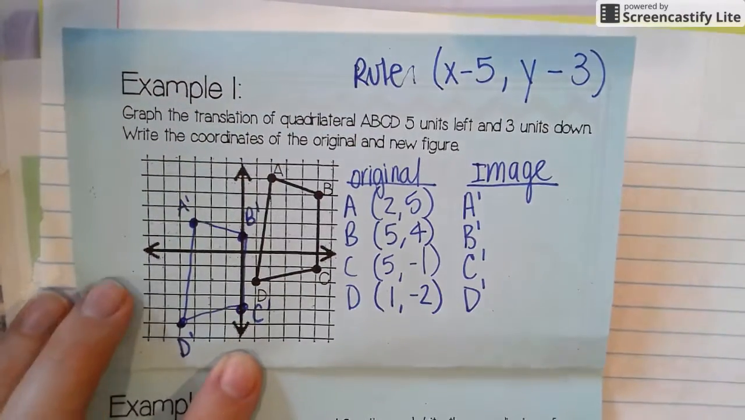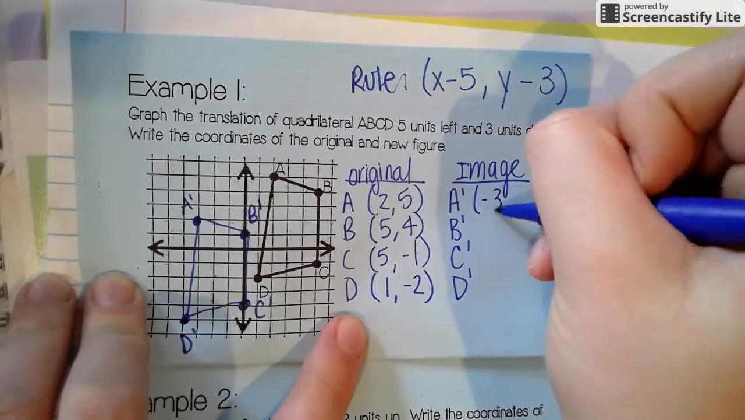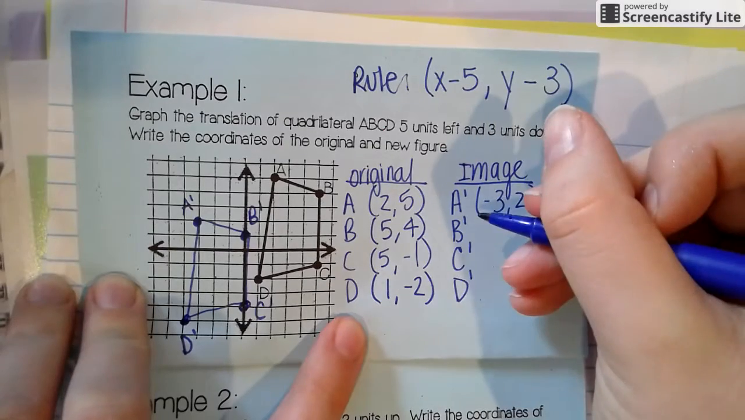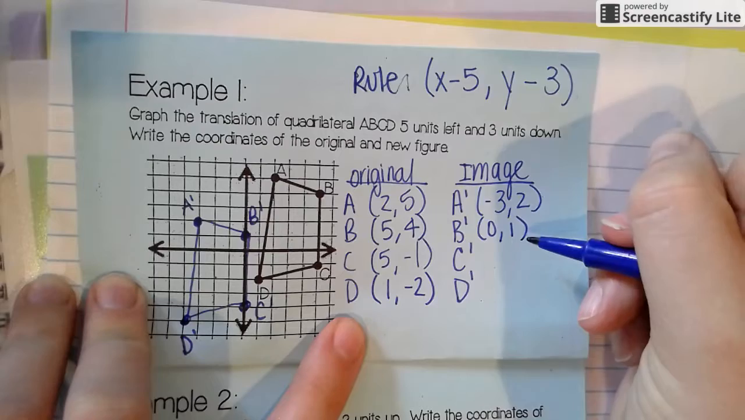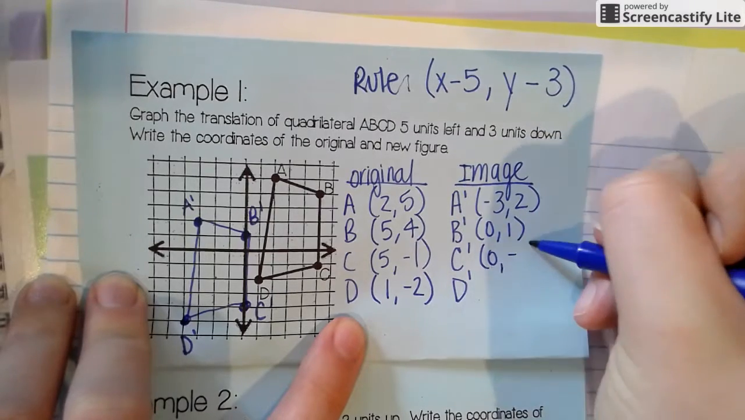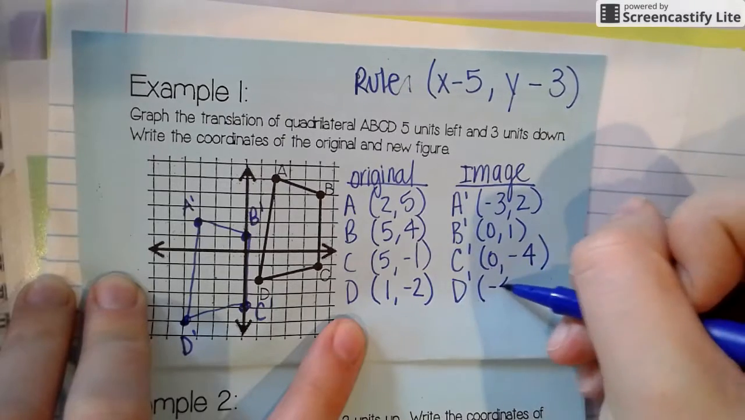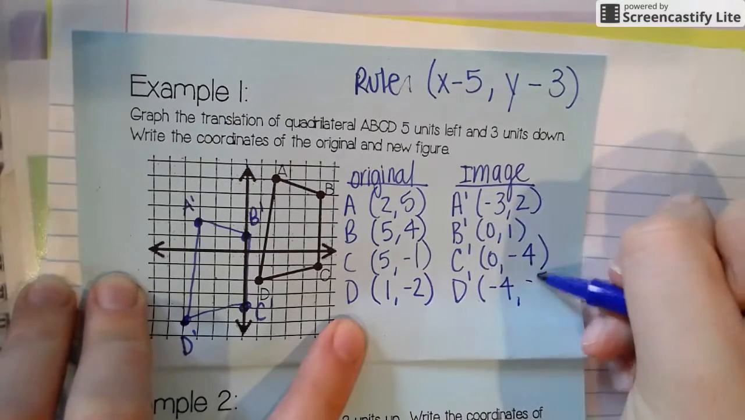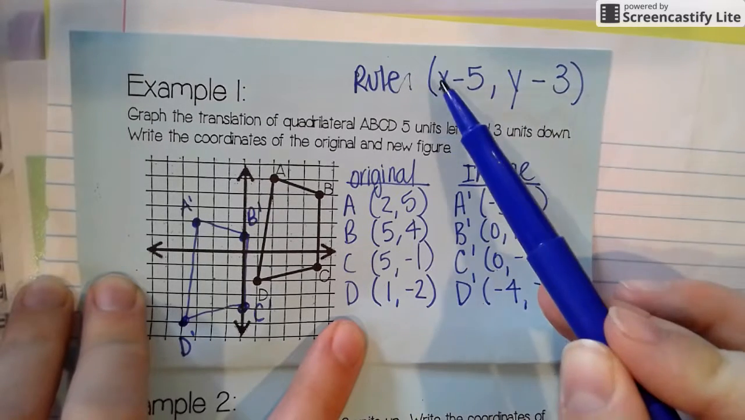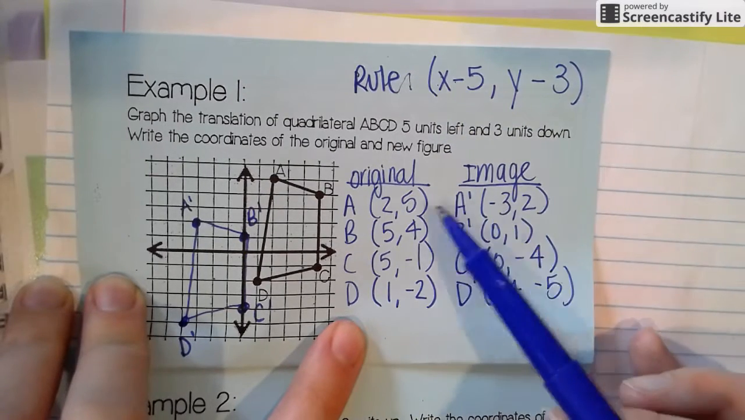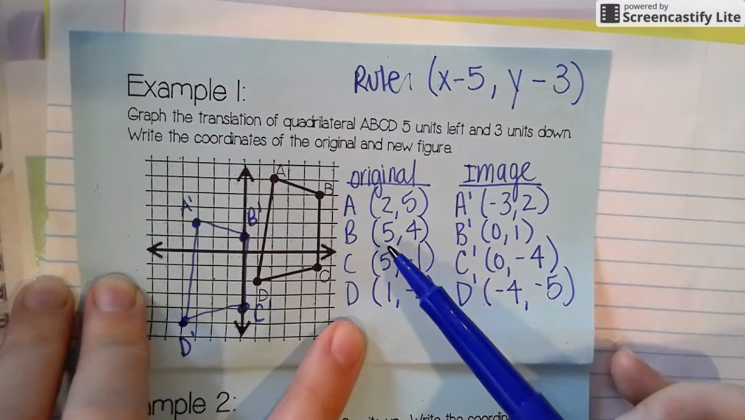And then what I'm going to do is I'm going to now write my new points. So A prime is negative 3, 2. B prime is 0, 1. C prime is going to be 0, negative 4. And then D prime is going to be negative 4, negative 5. I could do that too if I took this point and I did 2 minus 5, that gives me negative 3. And then I did 5 minus 3, that gives me 2. So I can use my rule to do that.